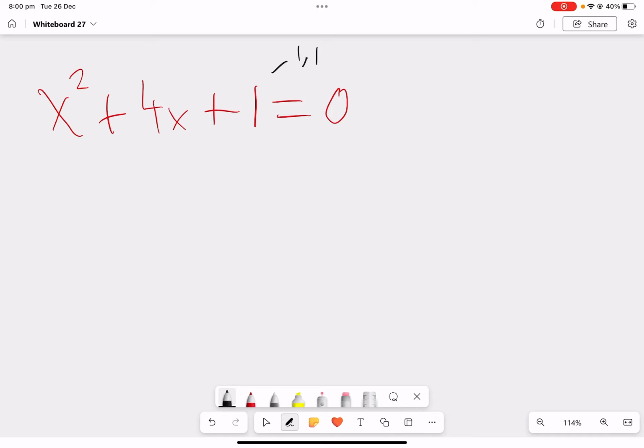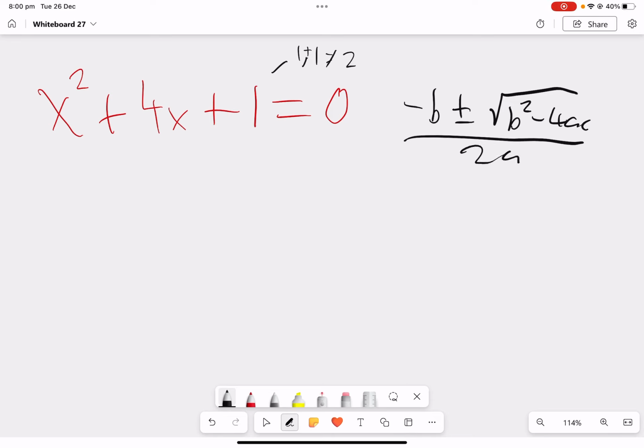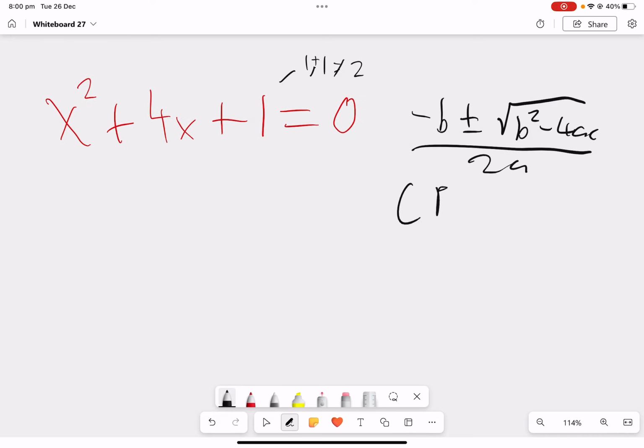Our factors of 1 are 1 and 1, and if you add those, that does not equal 2. So obviously we cannot use the factorizing method. We could use the quadratic formula, which is negative b plus or minus the square root of b squared minus 4ac over 2a. But that's too long and complicated, and there's an easy way of doing it, which is completing the square. So we're going to use completing the square.